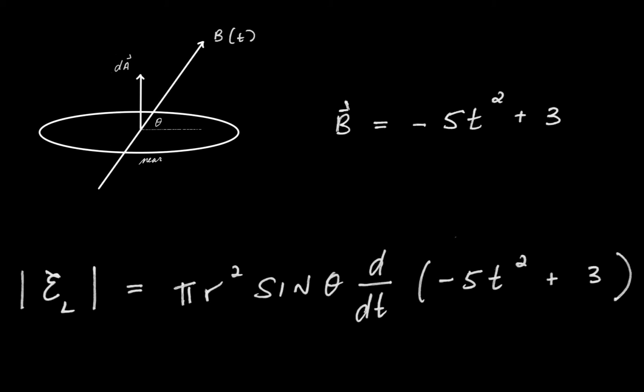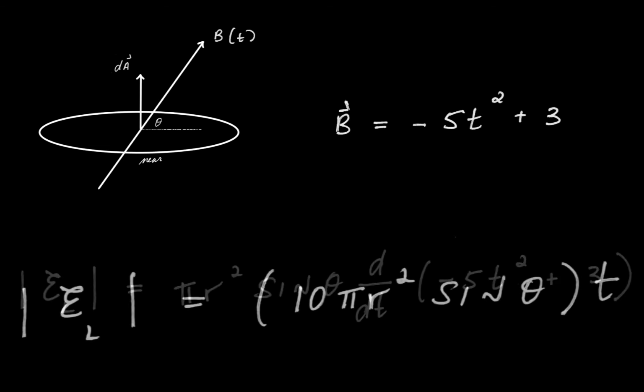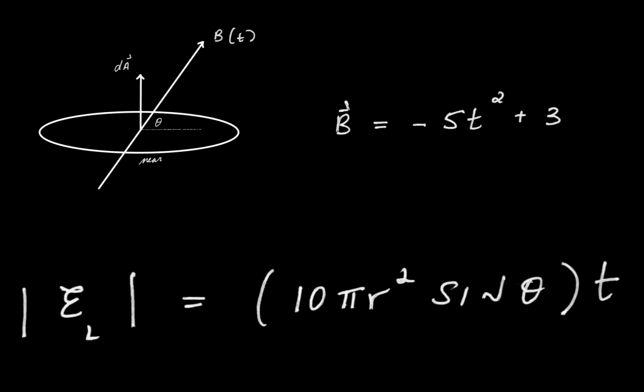Well, that derivative is quite simple to take. The magnitude of the induced EMF then, dropping the negative sign that's going to appear in my derivative, is just 10 pi r squared sine theta times t, because the derivative of negative 5t squared plus 3 is 10t. And I'm taking the magnitude, just drop the negative sign. Notice that the magnitude of the induced EMF is not constant in time. It's perfectly fine. You can have a time-dependent EMF, no trouble there whatsoever.